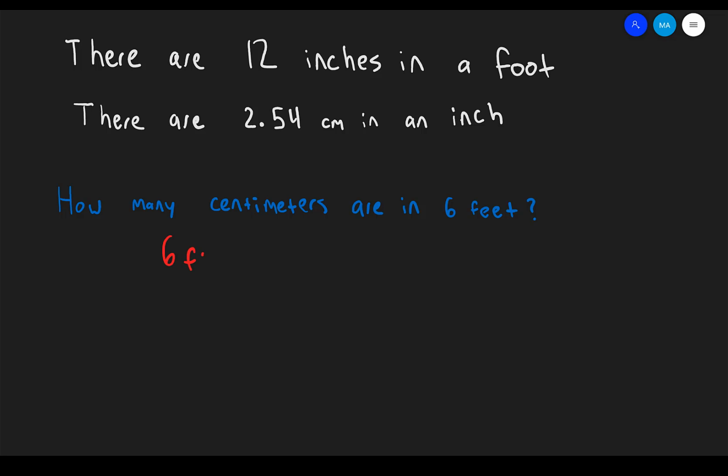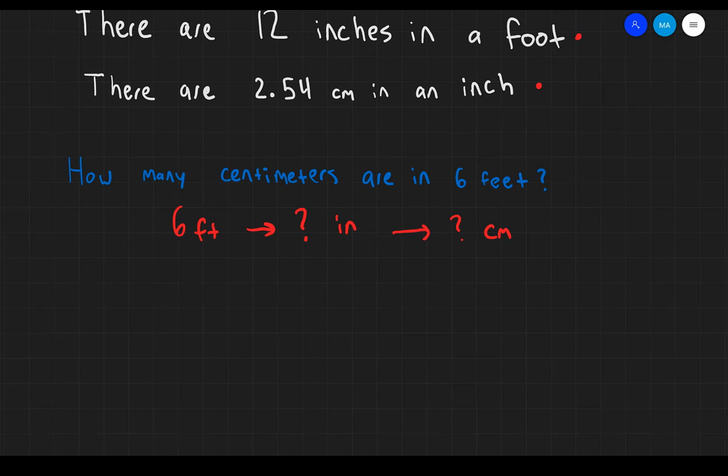I could take 6 feet, and then I could turn it into inches using this first relationship. And then once I have inches, I can turn that into centimeters using the second relationship. So it's a 2-step problem. The first step, I want to figure out 6 feet is how many inches. So remember, 6 feet is 6 times 1 foot. And 1 foot was 12 inches based on this. So that's 6 times 12 inches. And 6 times 12 is 72. So 6 feet was 72 inches.